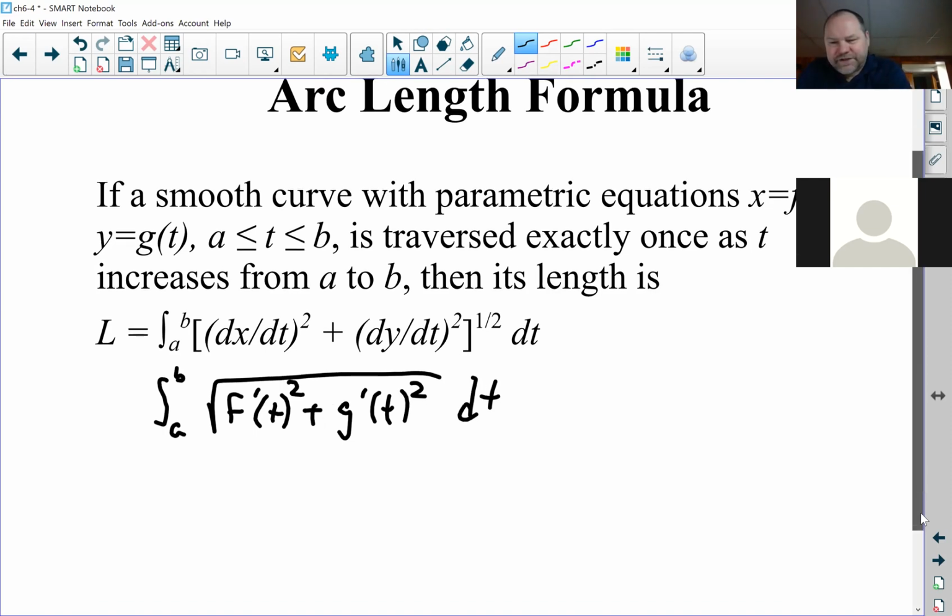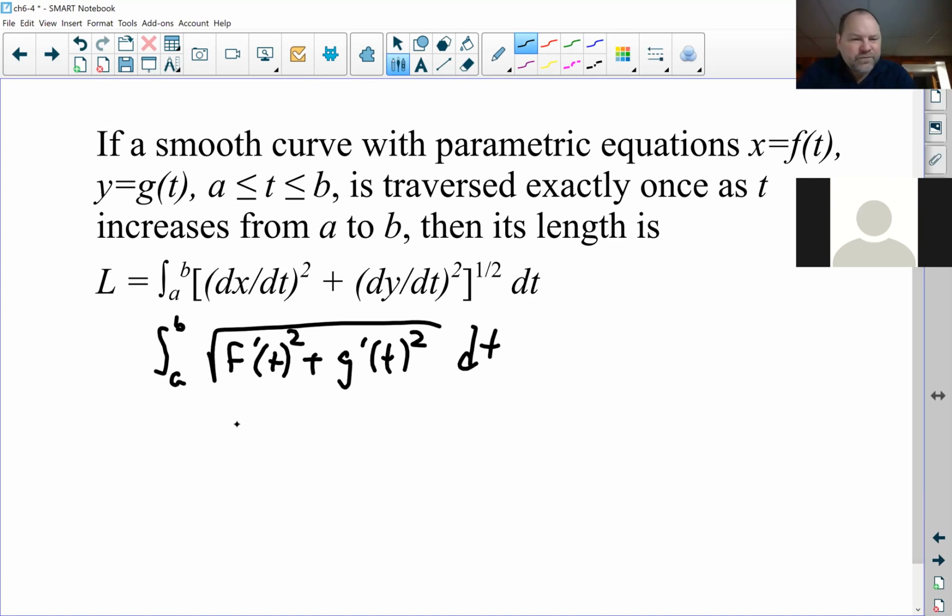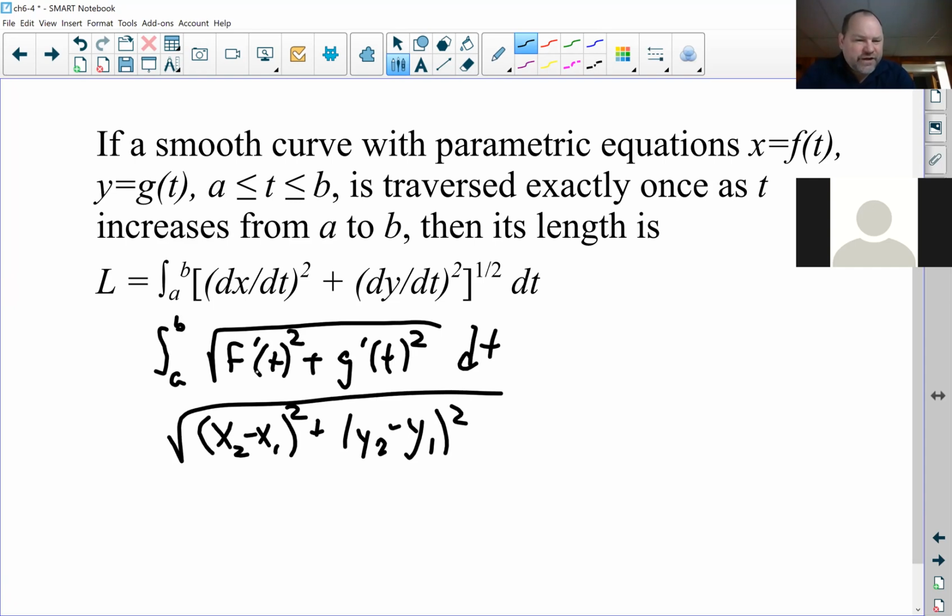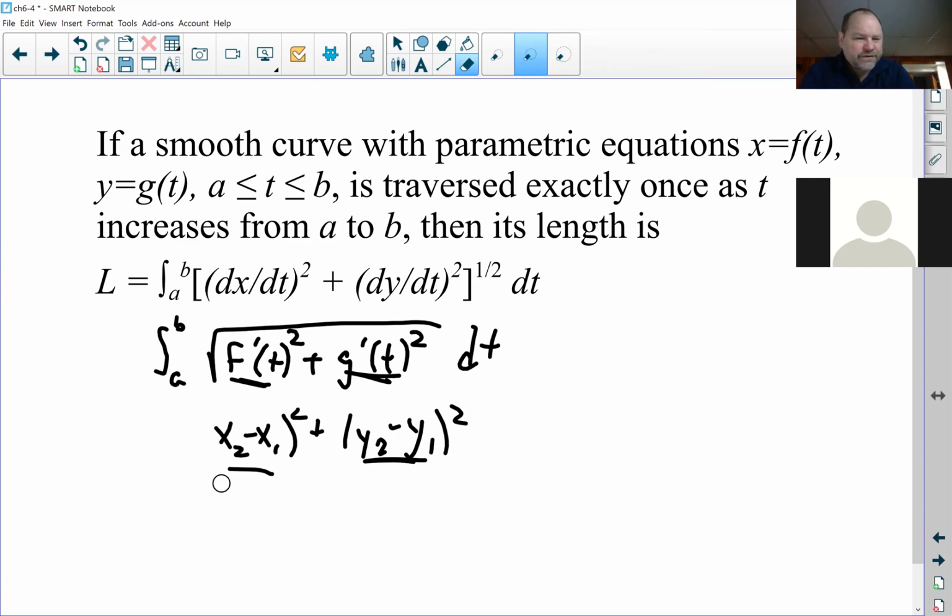The reason I say it resembles the distance formula is x2 minus x1 squared plus y2 minus y1 squared, and then take the square root. It's the change in x squared plus the change in y squared, and take the square root. So the fact that we're doing this with a curve is why it's not a straight line distance, but that's where the integral comes in very handy.